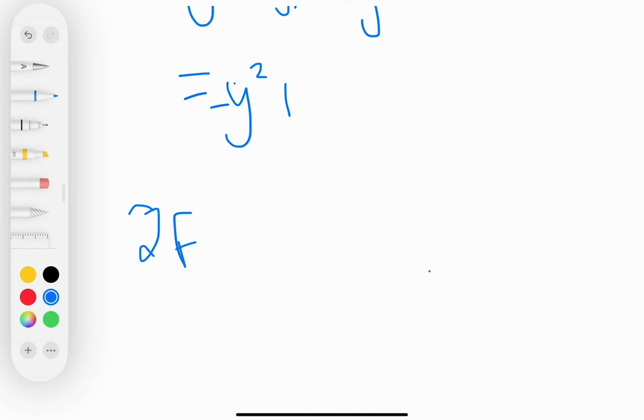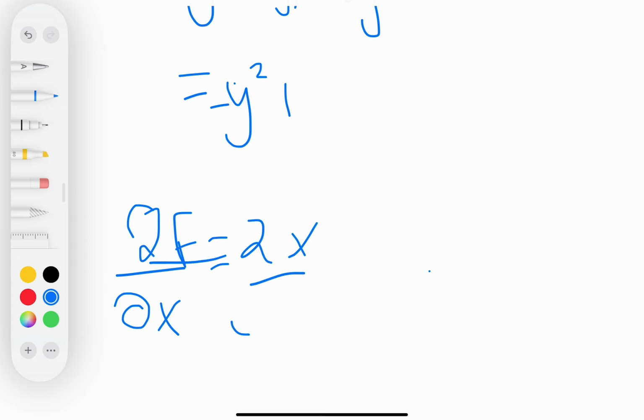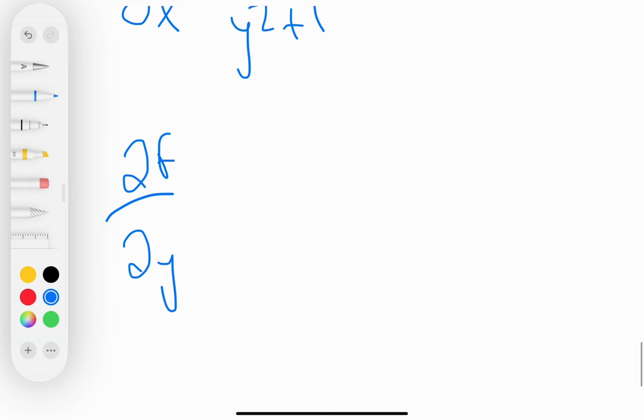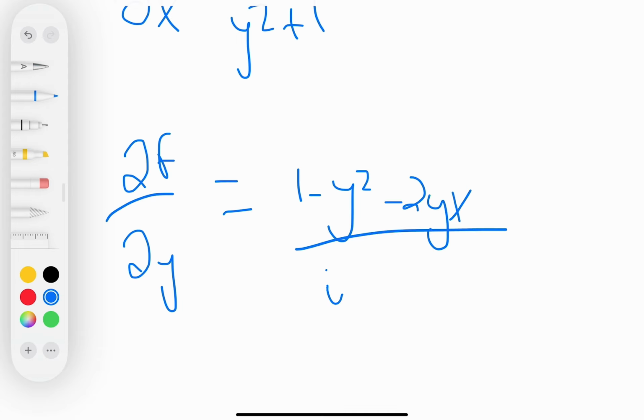So then our final answer, when we find f_x, it's just going to be 2x over y² + 1. And when we find f_y, it's just going to be 1 minus y squared minus 2yx² over (y² + 1) squared. And yeah, that's what we got.